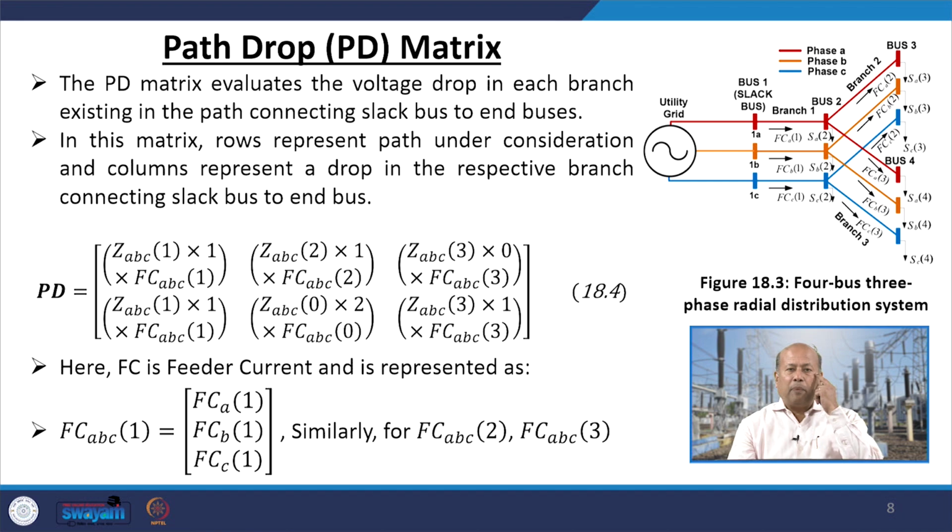Let us move into the path drop PD matrix. The PD matrix evaluates the voltage drop in each branch existing in the path connecting slack bus to the end bus.